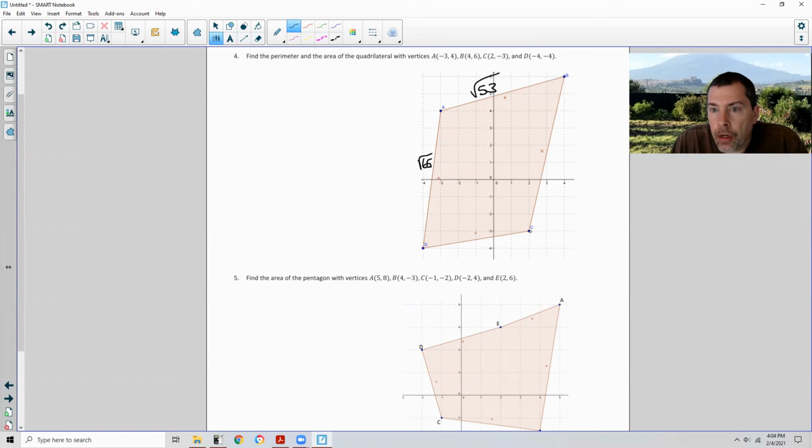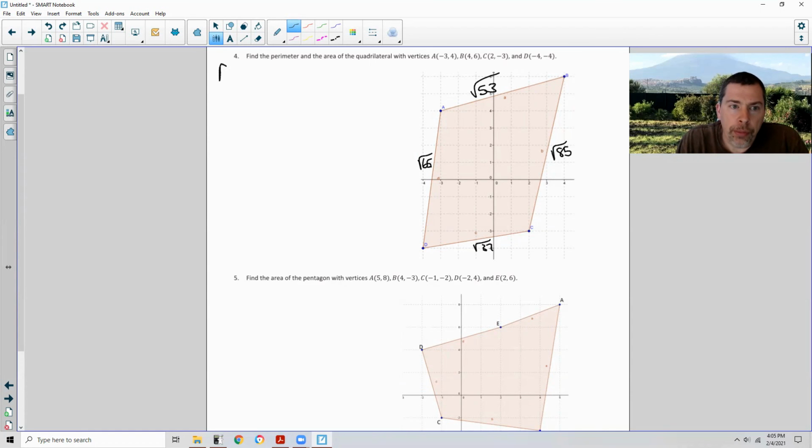Okay, I had to go over 2, so that's 2 squared. 1, 2, 3, 4, 5, 6, 7, 8, 9. 9 times 9 is 81. 2 squared is 4. 81 plus 4 is the square root of 85. And 1, 2, 3, 4, 5, 6, up 1. 6 squared is 36. 1 squared is 1. This is the square root of 36 plus 1, or 37.